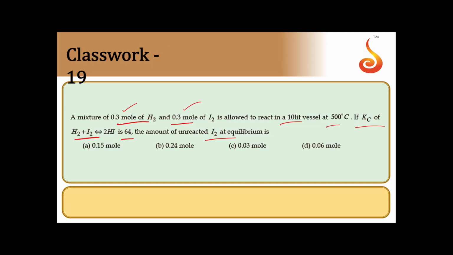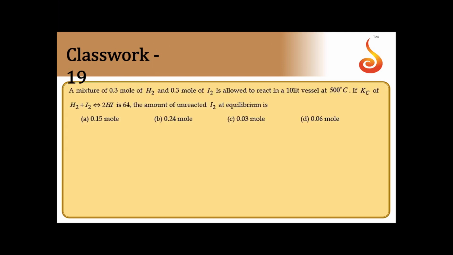Let us write the equation first. The equation is given as H2 plus I2 giving rise to 2HI. Initially we have taken 0.3 moles. Initial moles are 0.3 here. Now at equilibrium.